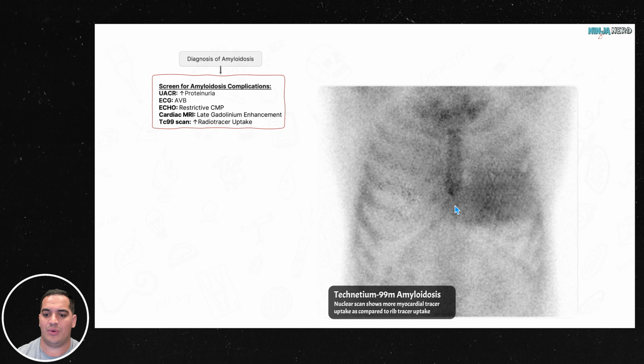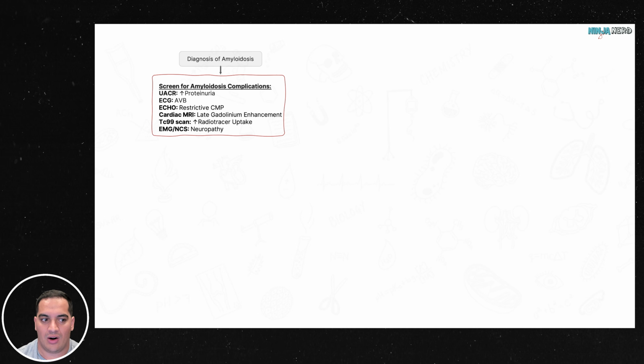Another thing that we can do is we can do a Tc-99 scan, and it looks potentially for radiotracer uptake. And all we try to do is we actually try to compare the uptake of the ribs to the uptake of the myocardium. And if the uptake of the actual myocardium is bigger or greater than the uptake of the ribs, that's highly, highly suggestive of a patient having an increased uptake of that radiotracer, which we can see in patients who have amyloidosis. All right. And then lastly, EMGs, nerve conduction studies are great because neuropathy is a very common presentation.